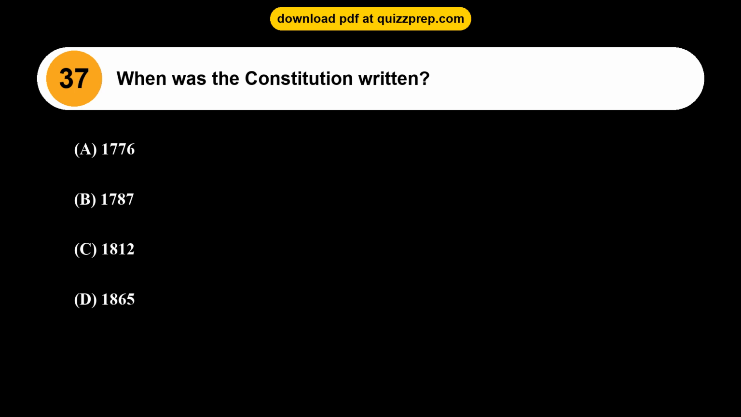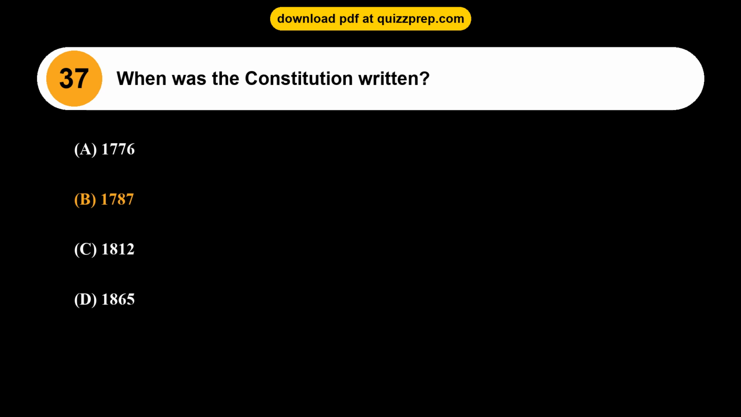Question 37. When was the Constitution written? Option A. 1776. Option B. 1787. Option C. 1812. Option D. 1865. The correct answer is option B.